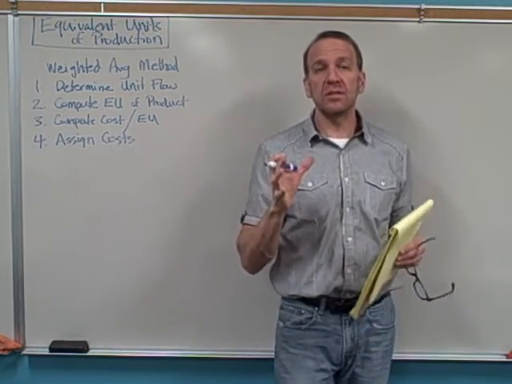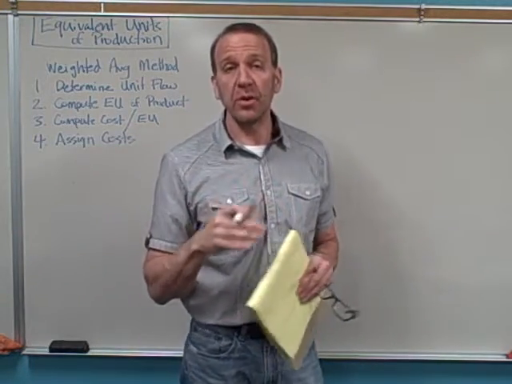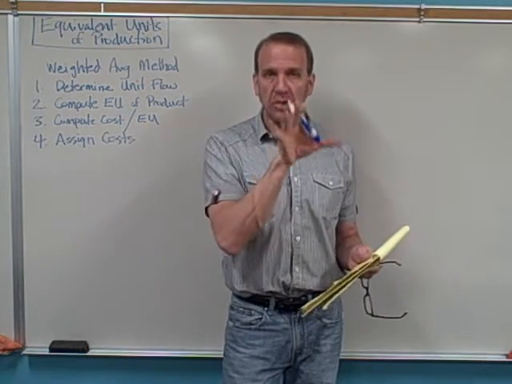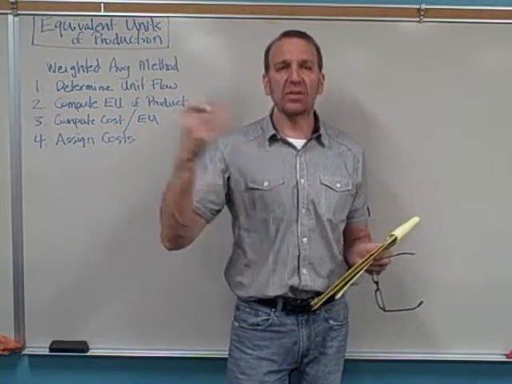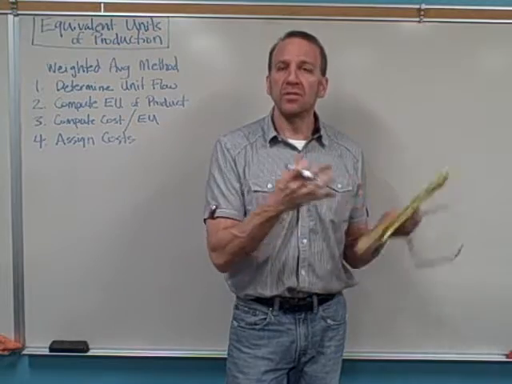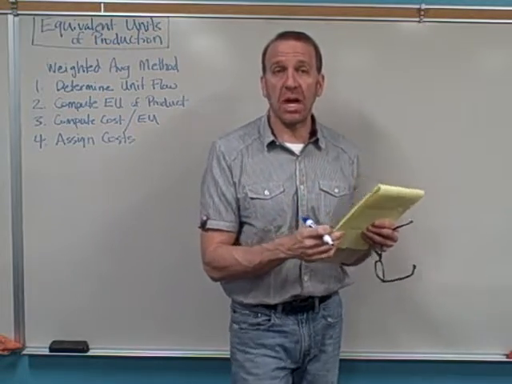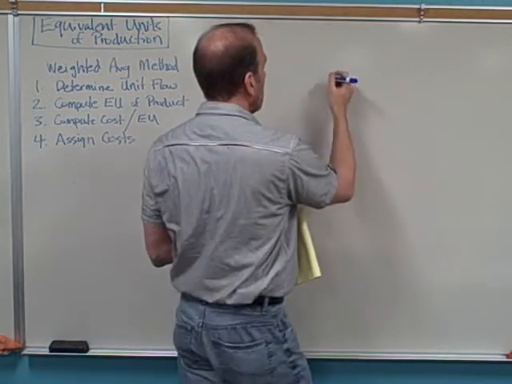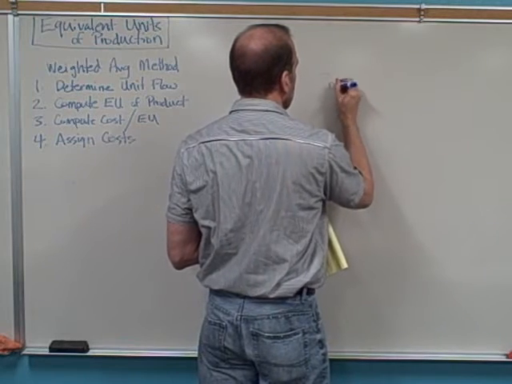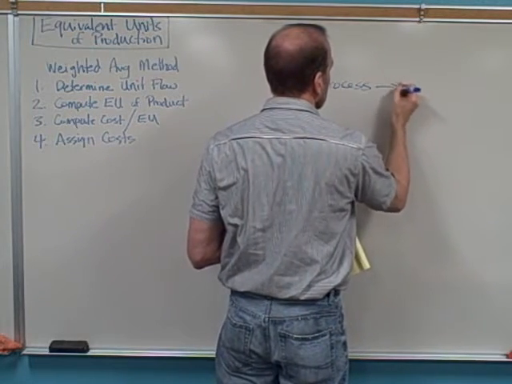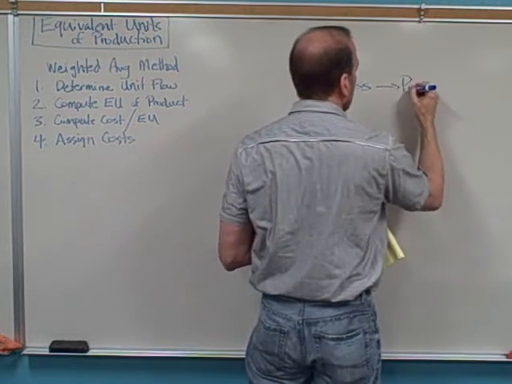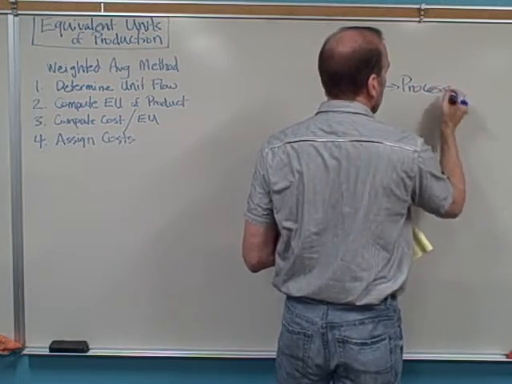So equivalent units are used in process costing. Remember, in job order costing, you have a job, and that job then pulls materials, labor, and we calculate overhead to figure out all the costs for that particular job. In process costing, remember, we've got different processes that are taking place. So we've got one process here. Let's say we're manufacturing footballs.